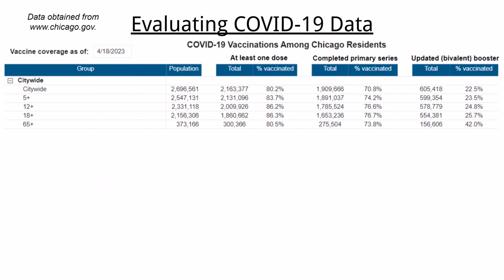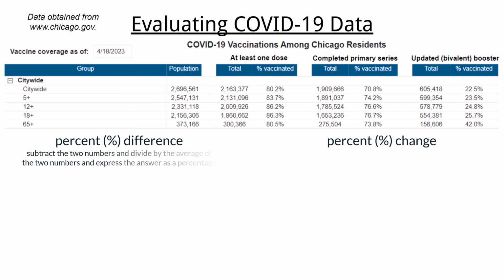Being able to evaluate data is an important skill for a scientist, especially when it relates to information as important as the spread of disease. Let's evaluate some COVID-19 data using 2 calculations: percent difference and percent change. When measuring the percent difference of 2 numbers, we subtract the 2 numbers and divide by the average of the 2 numbers and express the answer as a percentage.